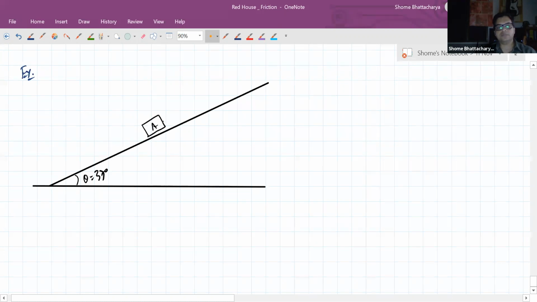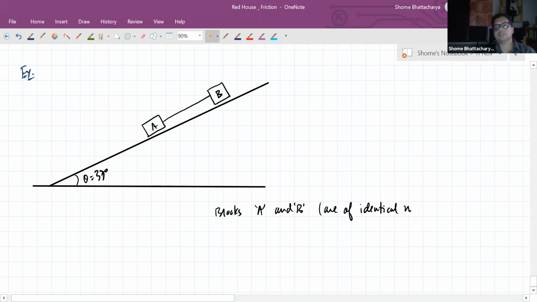So blocks A and B are connected by a thread. Blocks A and B are of identical mass, m equal to 5 kg, okay, and connected by a massless inextensible thread.